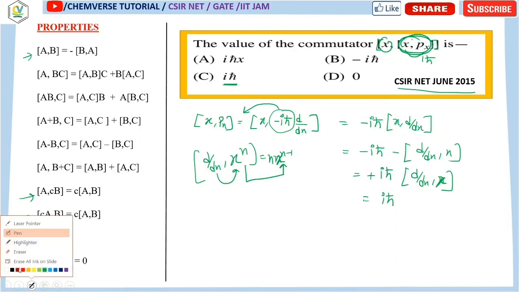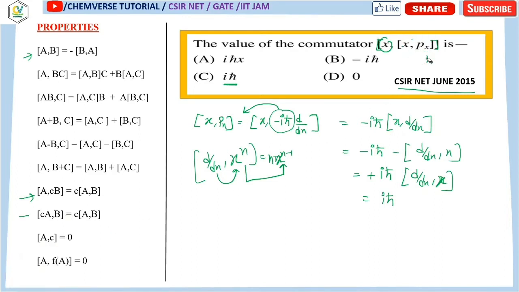So the commutator of x and px has a value of i h cross. Now your new commutator is the commutator of x and i h cross. Now i h cross is nothing but a constant. If any operator is in commutation with some constant, then the value will be 0. So it has a value 0. So option number D will be your correct answer.